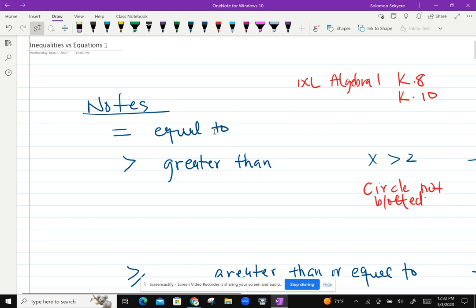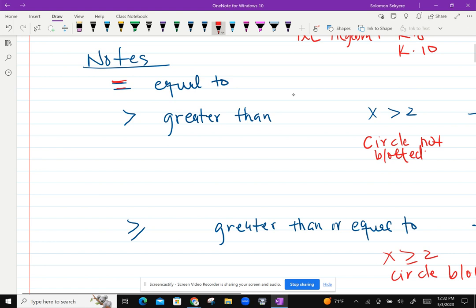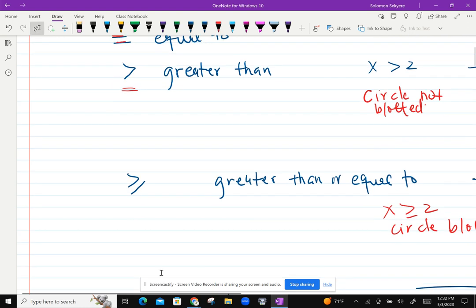Inequalities. Okay, just from the name, you know what that means? It means unequal, not equal, right? So here are the symbols right now. If we write this sign here, you've seen over and over, that means it's equal to. And there is this sign, greater than, okay? And then we can also have greater than or equal to.